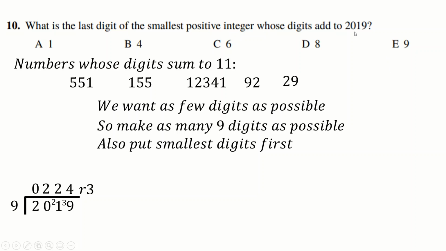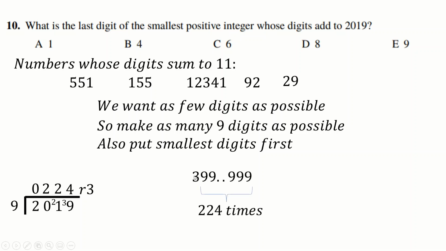Which means for a number to have a digit sum of this, digit sum means the sum of the digits, I need to have 224 9s in the number with some number 3 as well. And so the smallest number is going to be this. Now there are other things that could do it, of course.